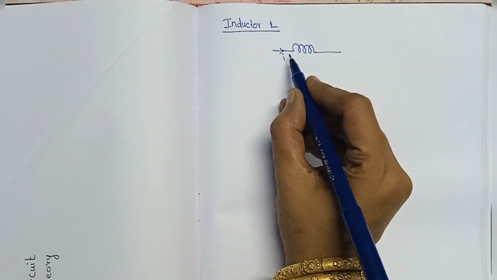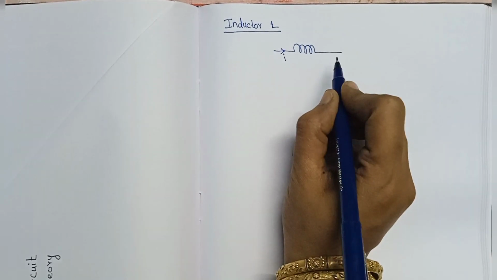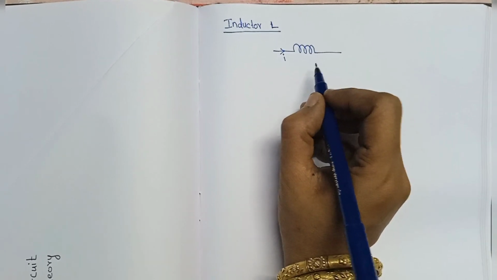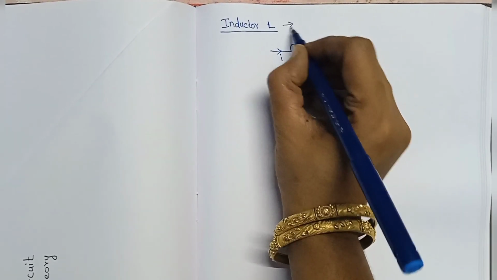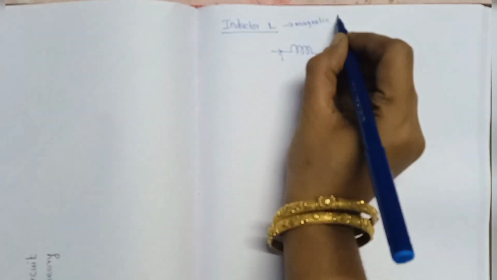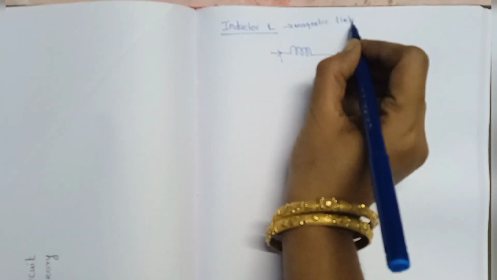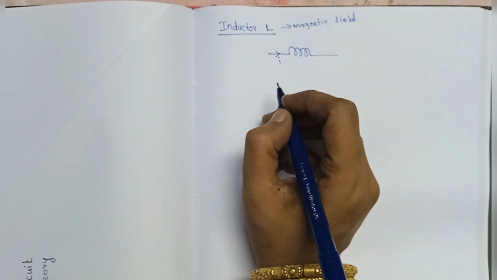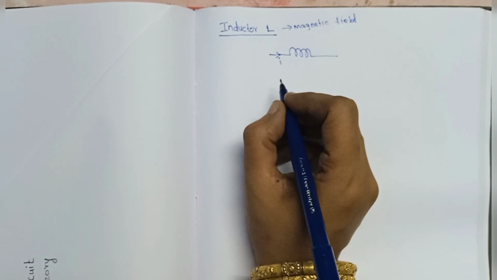What is an inductor? An inductor is an energy storing element, as a capacitor is also an energy storing element. An inductor stores the energy in a magnetic field, and the capacitor stores the energy in an electric field. Both are energy storing elements, but in which domain they are storing the energy is the matter.